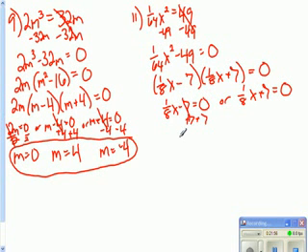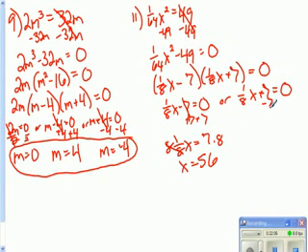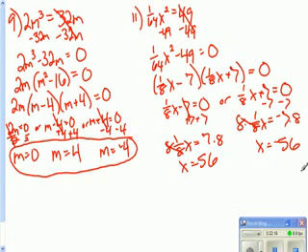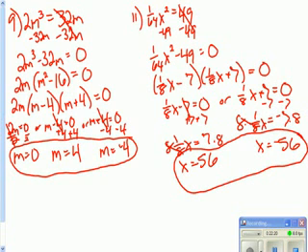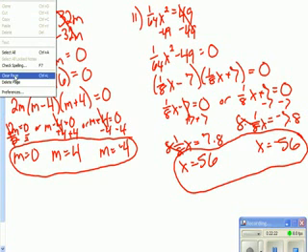Add 7. 1/8 x equals 7. Multiply by 8 to get x alone. X is 56. Over here, subtract 7. Multiply by 8. X is negative 56. So there's my two answers. Alright, clear the page. Two problems left.